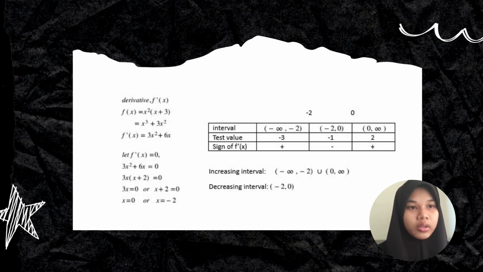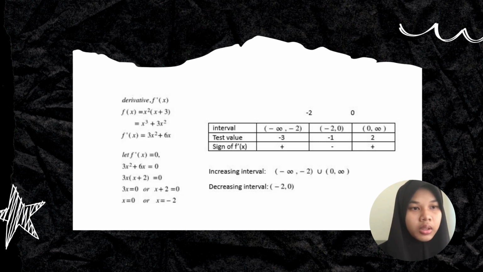Then, we need to find the first derivative, which is f prime x, and we will get 3x squared plus 6x. The next step is to set the first derivative to 0 to find the critical values. Then we will get x equal to 0 and x equal to -2. Then we make a first derivative table with the intervals -∞ to -2, -2 to 0, and 0 to infinity, and test values in f prime x so we can know the sign.